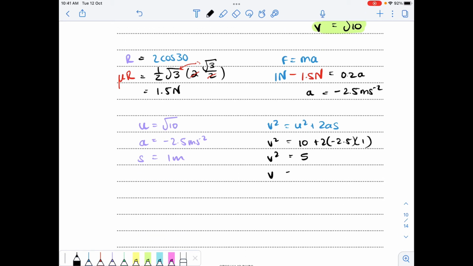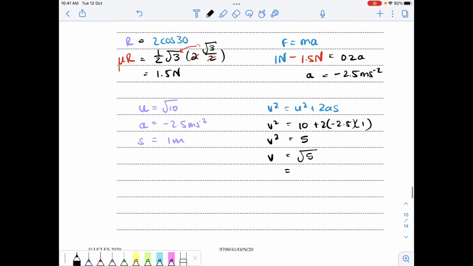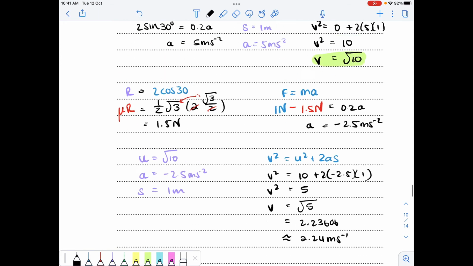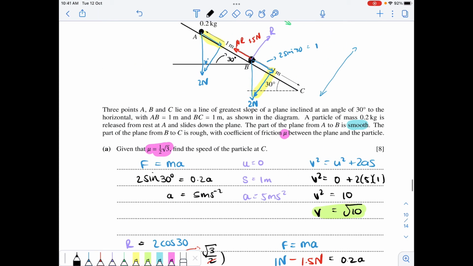And so v is equal to the square root of 5. What we need to do now is convert this to a number. If you put that in your calculator, you get 2.23606. And now we just need to round to 3 significant figures. So 2.24 meters per second. So that is the velocity of the object after it gets to C.